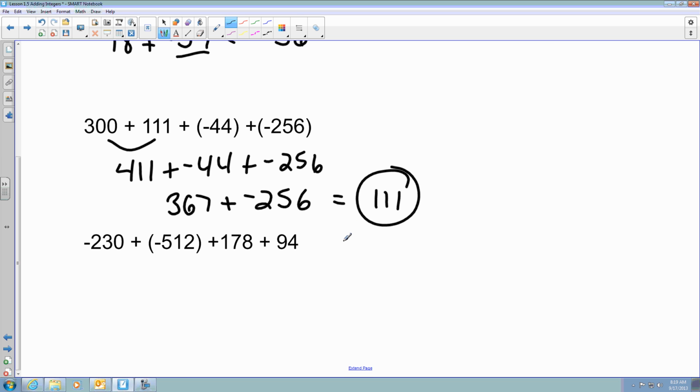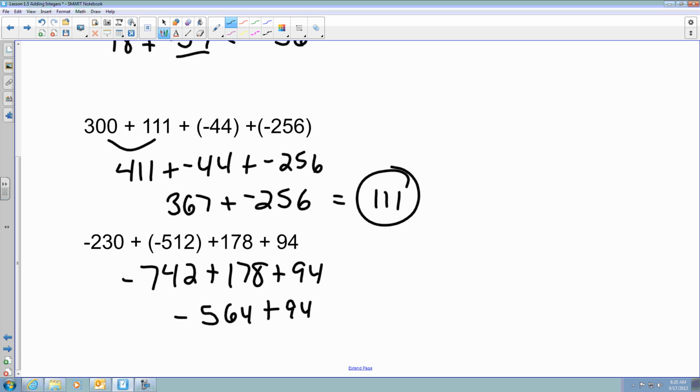Last one, negative 230 plus negative 512. If I add those together, I'm going to get negative 742. Now I'm going to add plus 178 plus 94. So if I go plus 178, I get a negative 564 plus 94. And the result will be a negative 470.